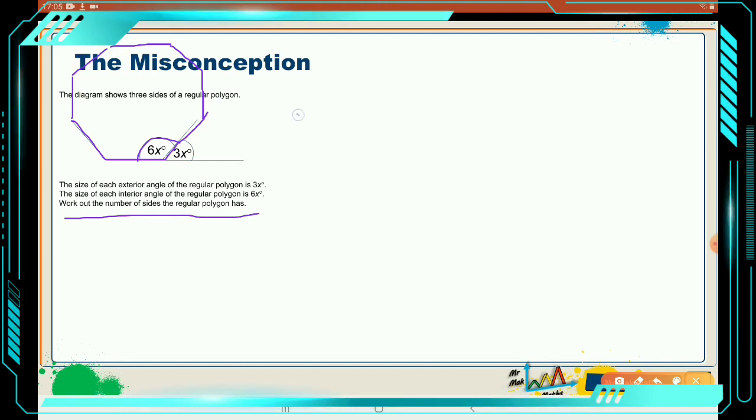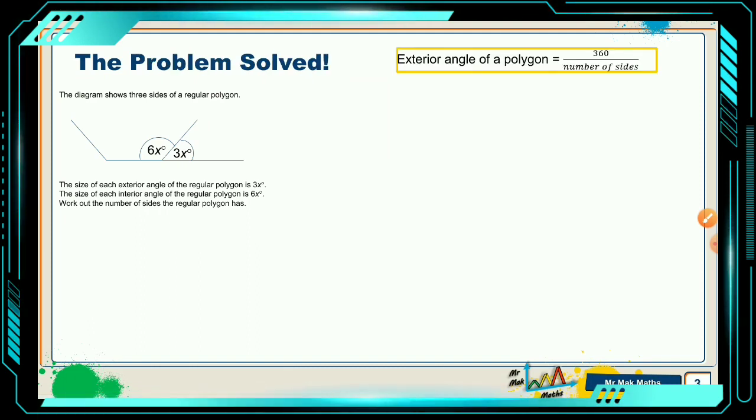However, if I start again, it could also be this. It could also be many other possibilities. It could have loads of sides. So, that method is a misconception and it's flawed. Right, let's have a look at how we actually solve the problem.